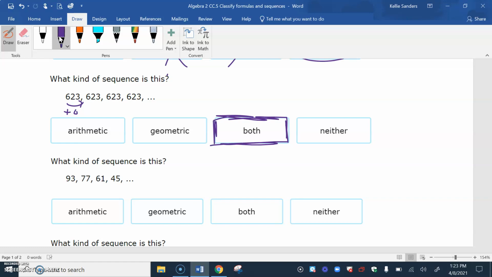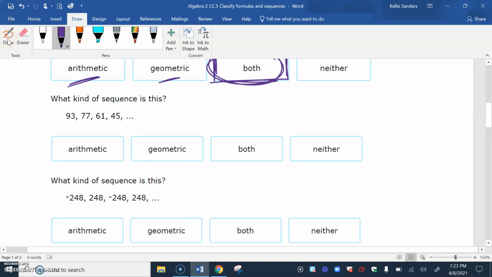623 plus 0 is 623. Plus 0 is 623. So it is arithmetic. But I already told you it's both. So how would I get from 623 to 623 geometrically? We would be multiplying by 1. 623 times 1 is 623. So since it's arithmetic and geometric, your answer is going to be both. That's the only time it is going to be both.